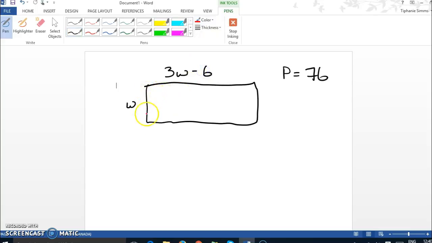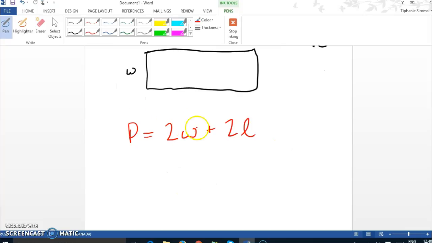The perimeter of any shape is the total sum of all the sides added up. So for a rectangle, the perimeter is 2W plus 2L. What that means is basically we have two widths, and then I'm going to add those to two lengths. I could also call this W plus W plus L plus L, but I'm basically just collecting like terms and expressing it like this.